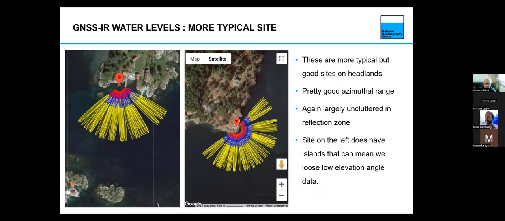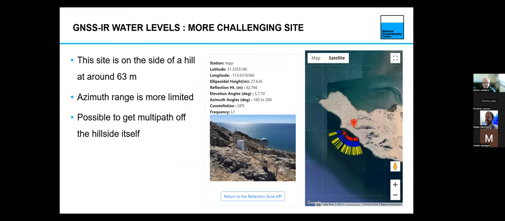So a more challenging site. This is one in Mexico. The site is on the side of a hill at around 63 meters above sea level. The azimuth range is more limited, so you're getting down to, for this one, between 160 and 260, about 100 degrees. And it is very possible to get multipath off the hillside itself, which causes additional noise in your measurements. Still a pretty good site.